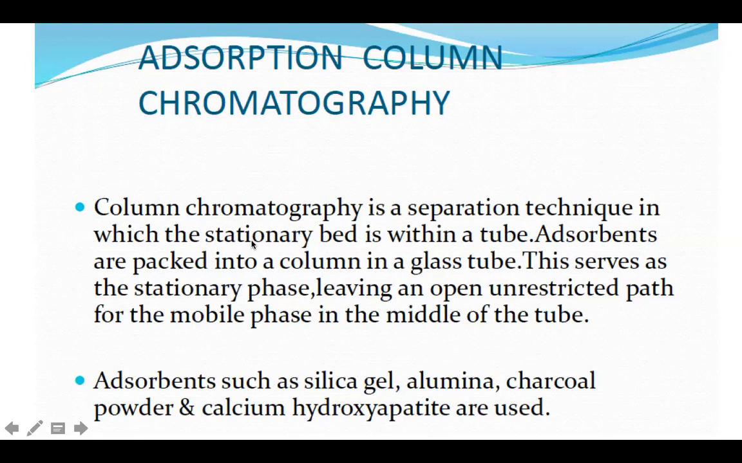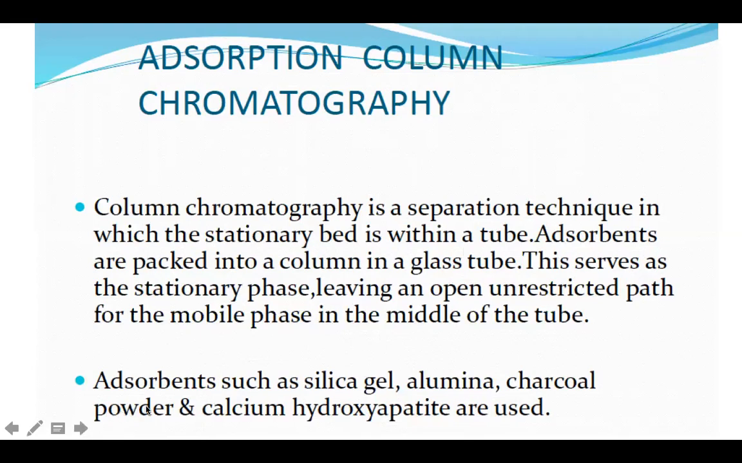But here in column chromatography, the advantage is you can separate the compound, and here the stationary bed remains within the tube. Adsorbents are packed into a column in a glass tube. This serves as the stationary phase, leaving an open unrestricted path for the mobile phase in the middle of the tube. Adsorbents such as silica gel, alumina, charcoal powder, calcium hydroxyapatite are used as adsorbent in case of column chromatography.